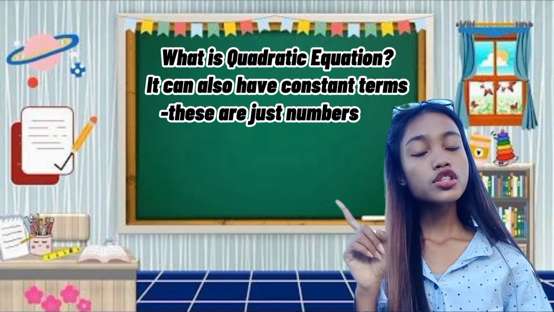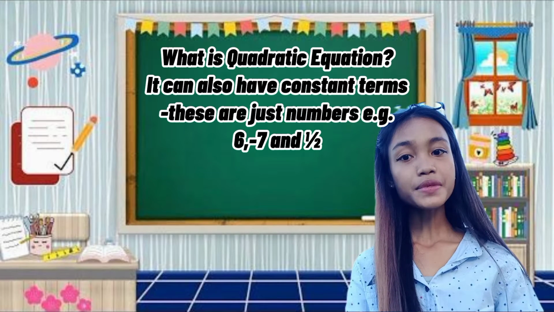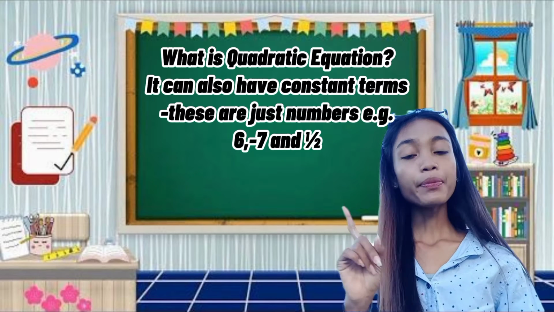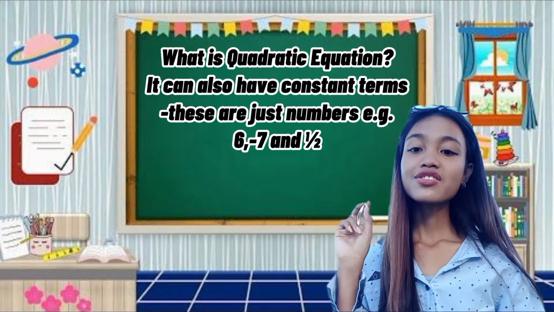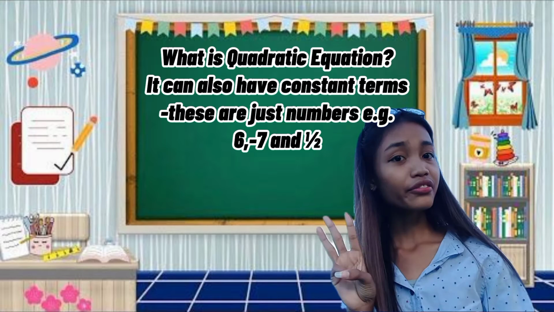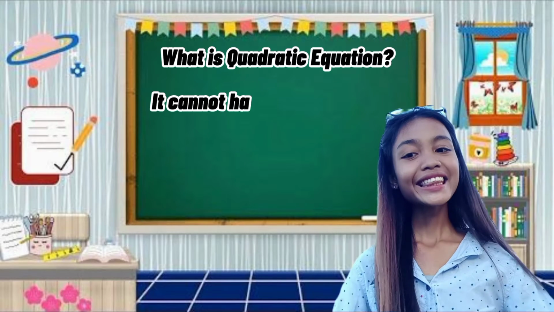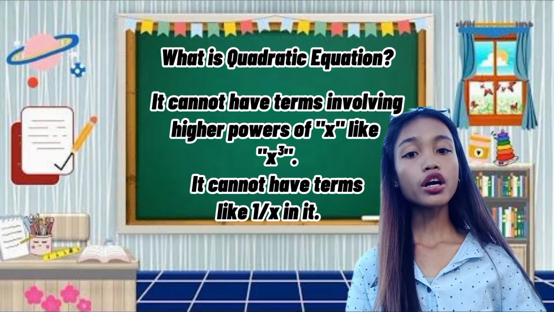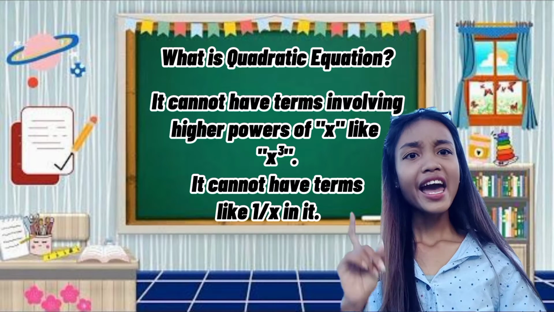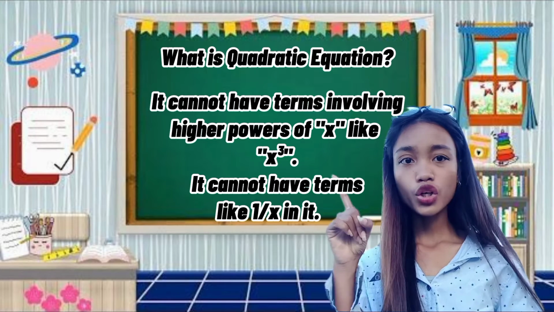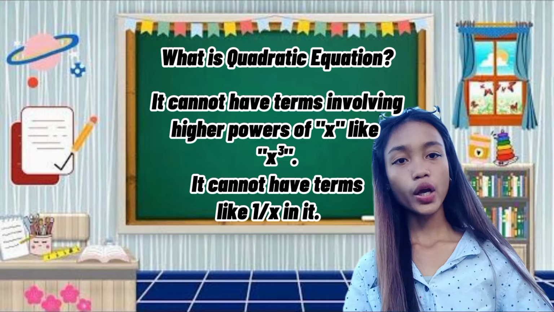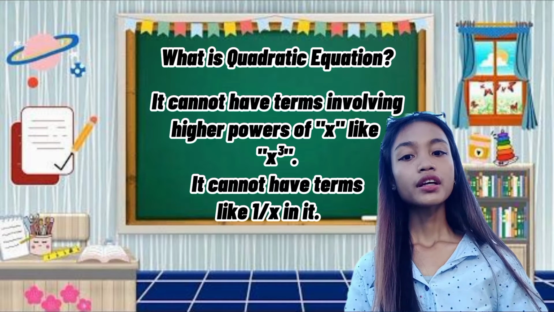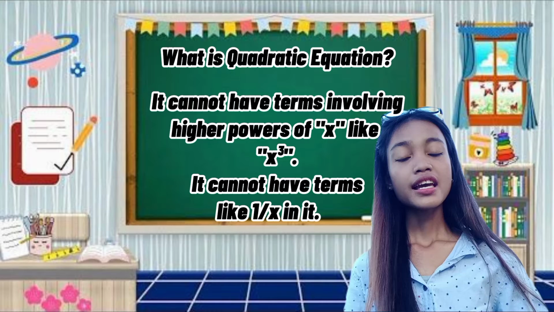It can also have constant terms. These are just numbers, for example 6, negative 7 or 1/2. It cannot have terms involving higher powers of x, like x cubed. X cubed is not a quadratic equation. It cannot have terms like 1 over x in it.